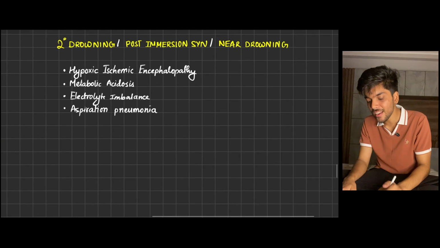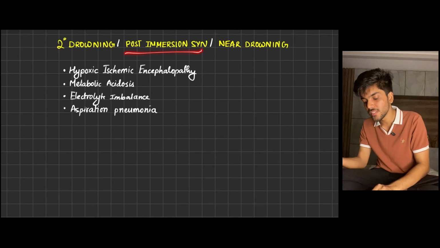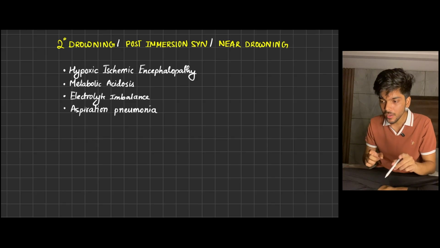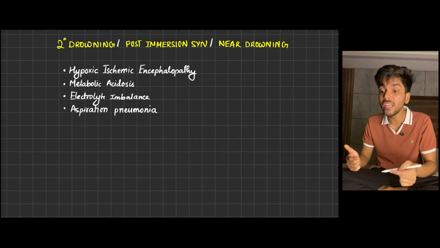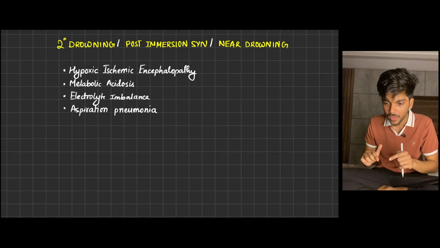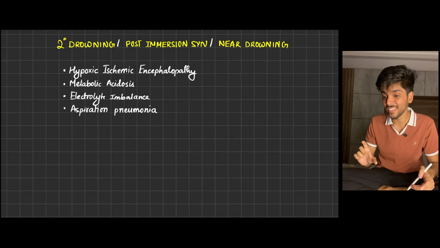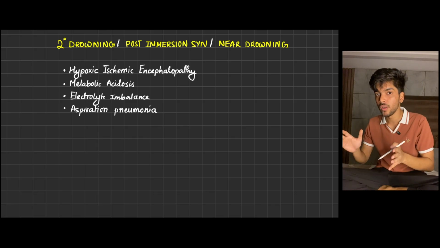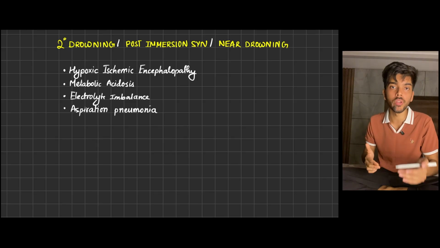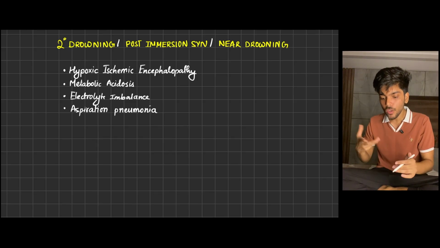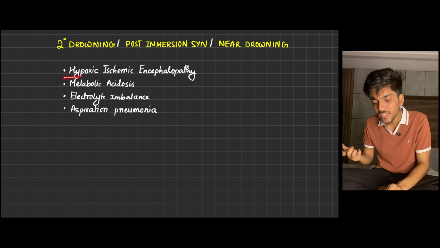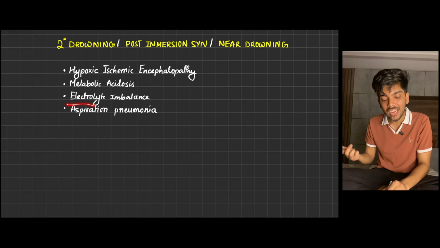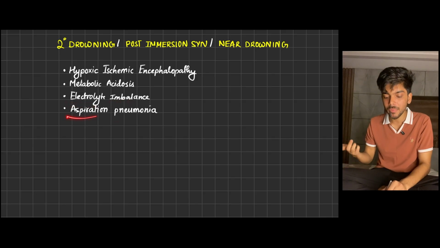Second is secondary drowning or post-immersion syndrome or near drowning. In these cases, the person dies not because of drowning, but because of complications after the person has been saved from a near drowning situation. And these complications can be hypoxic ischemic encephalopathy, metabolic acidosis, electrolyte imbalance, or aspiration pneumonia.